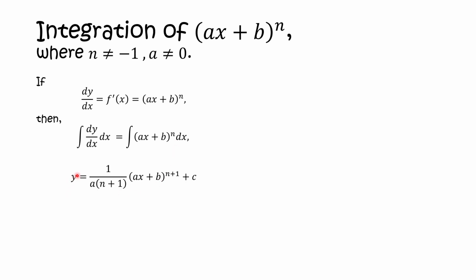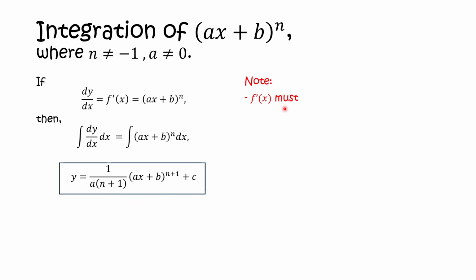Then we would have our final solution as y is equal to 1 over a times (n + 1) times (ax + b) all raised to the power n + 1. Take note, the a is coming from within the parenthesis, and the n + 1 is coming from the power. Recall, as we integrate, we add 1 and divide by the new power. If you've forgotten, I encourage you to check out our previous integration videos, especially Introduction to Integration.